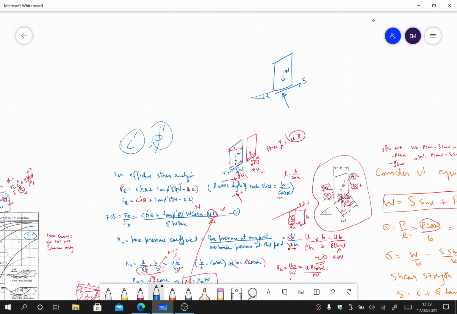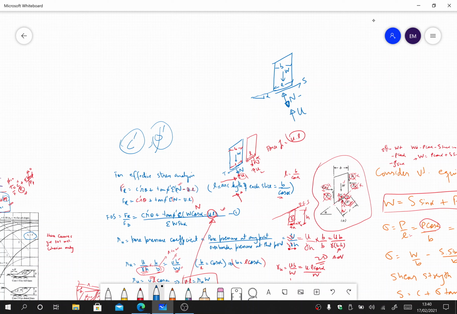So the weight component n is acting downward. Just a minute, it's a little held up. Okay, so n is acting downward, b is the horizontal width, and l is the inclined width of this line. The only thing added will be the pore pressure u at the bottom, which is acting upward, in the opposite direction to the n value, that is the force downwards.